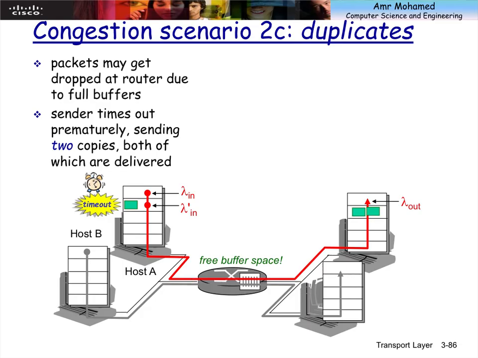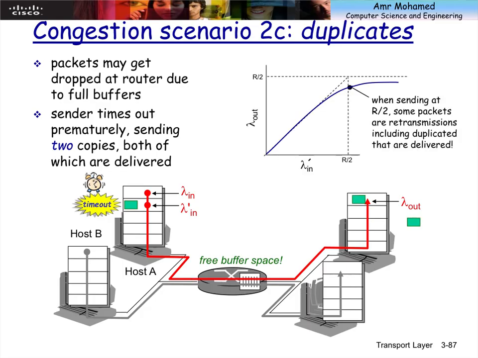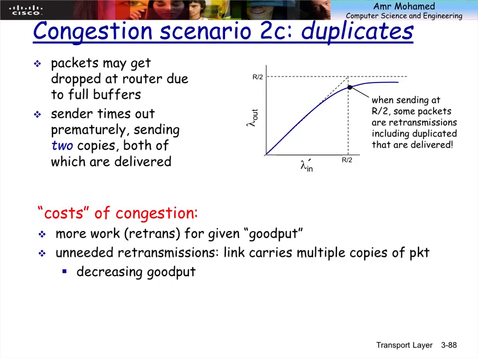So in that case, lambda out will never get to R/2. It will always be less because these duplicate packets will never allow lambda out to reach R/2 by any means. If you try to increase, you will have duplicate segments and lambda out will always be less than R/2. So this is the cost of congestion.